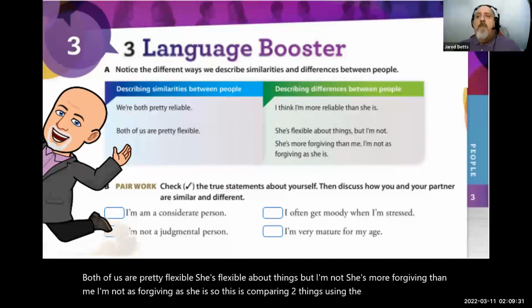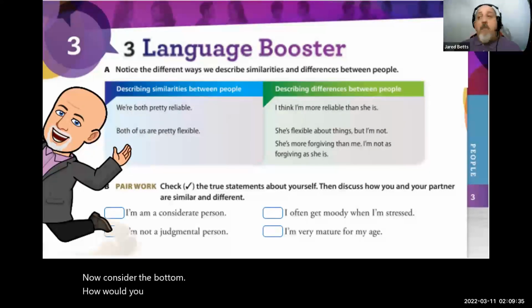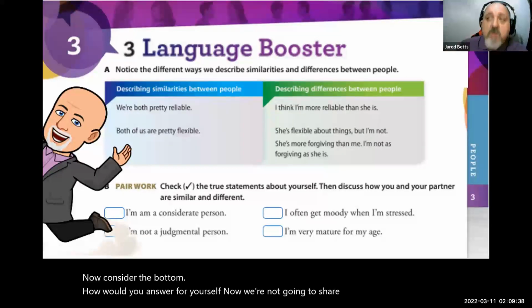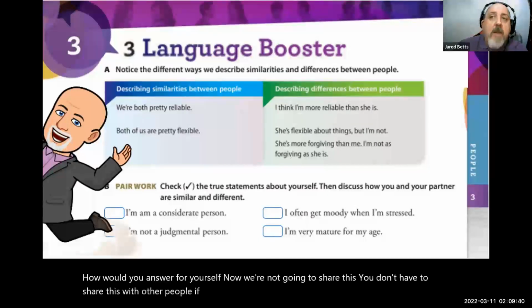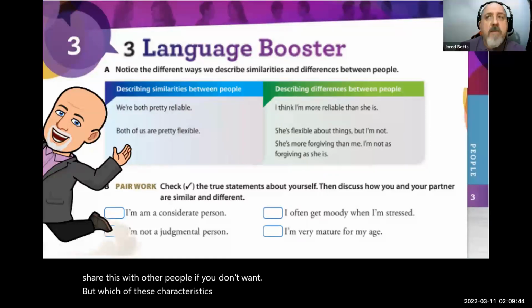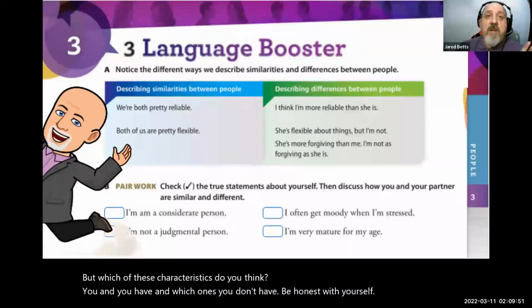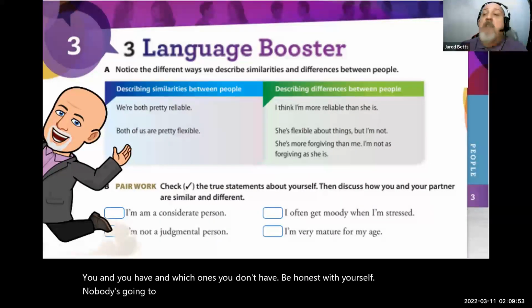Now, consider the bottom. How would you answer for yourself? Now, we're not going to share this. You don't have to share this with other people if you don't want. But which of these characteristics do you think you have, and which ones you don't have? Be honest with yourself. Nobody's going to judge you. Just be honest with yourself.